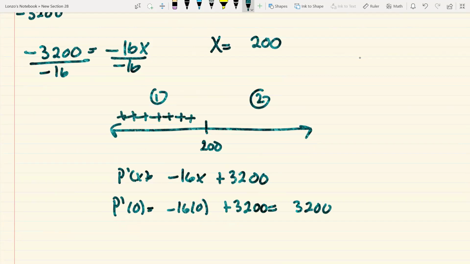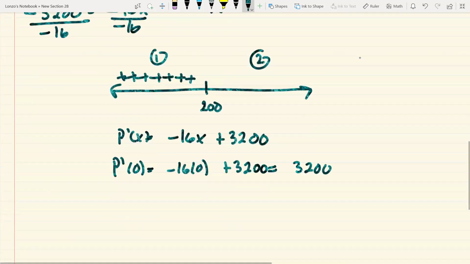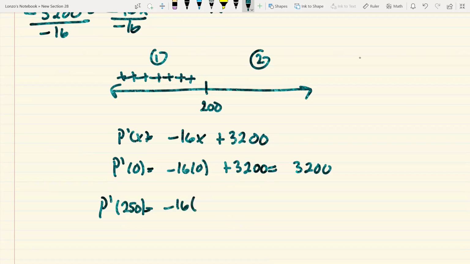And then region 2, I need a number slightly larger than 200, so maybe I could do 250, right? I could also do 201. And I get about 22 and then 4 zeros. So that's positive. So, whoops, did I make a mistake? Yes, I did. When I plug in 0, you don't get 3200.